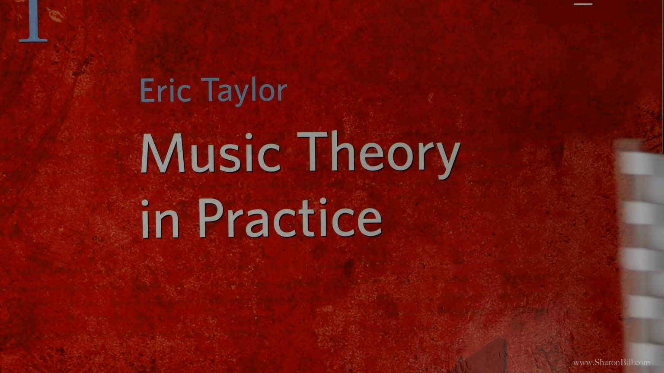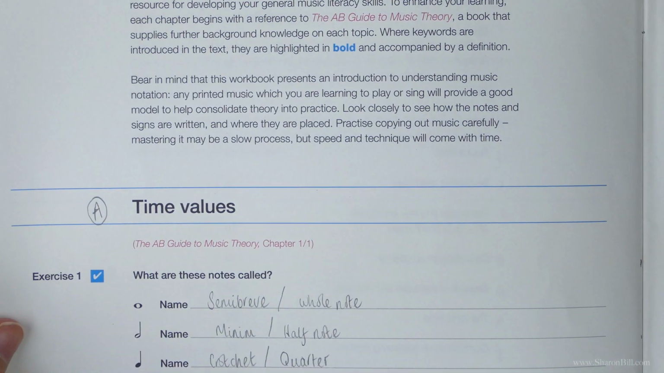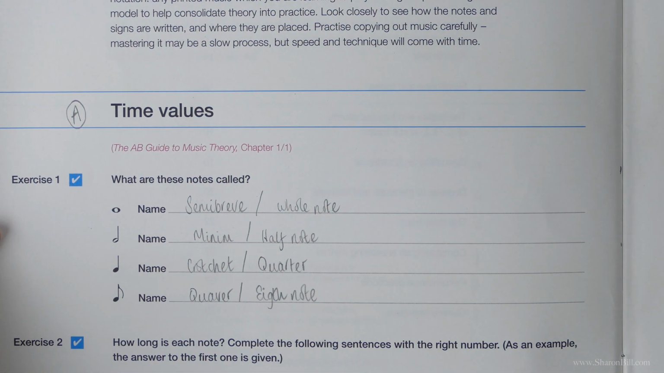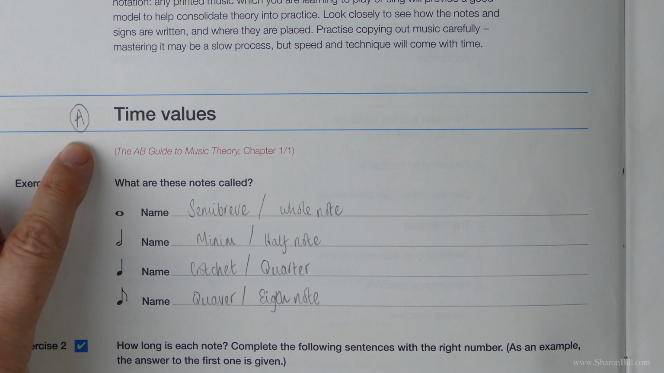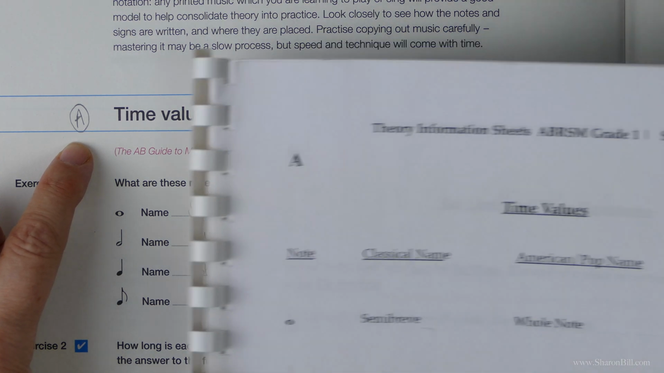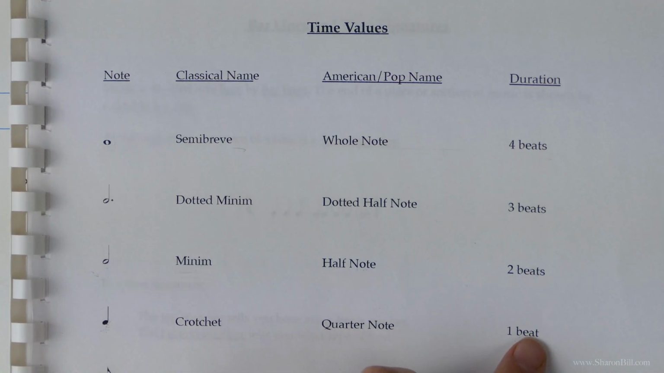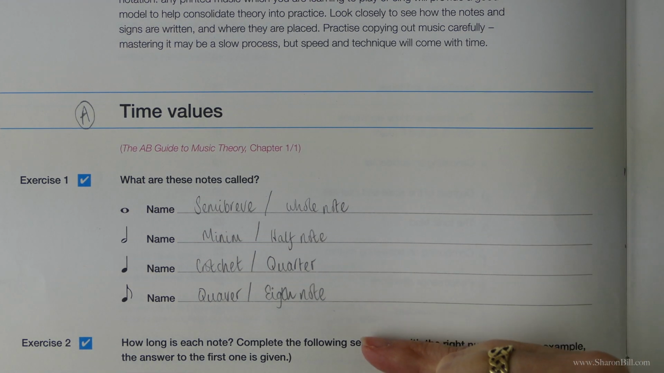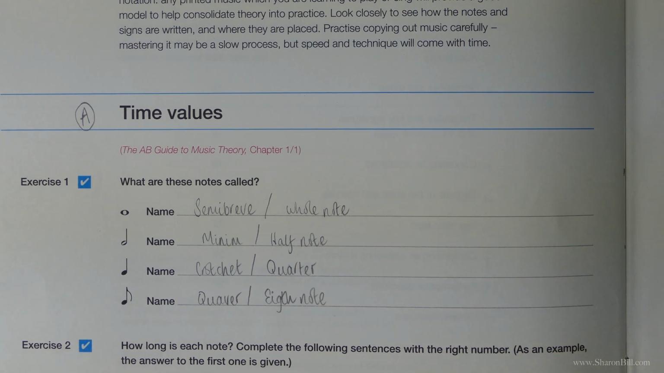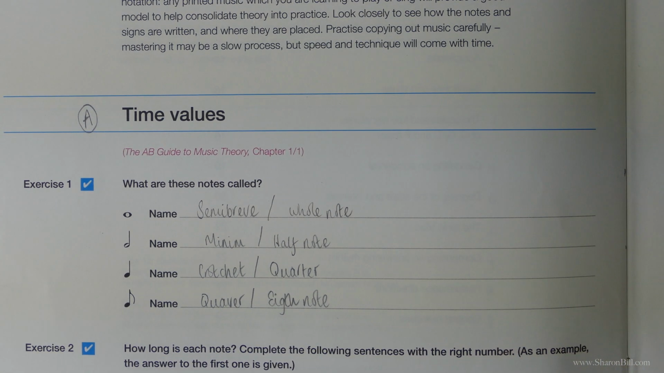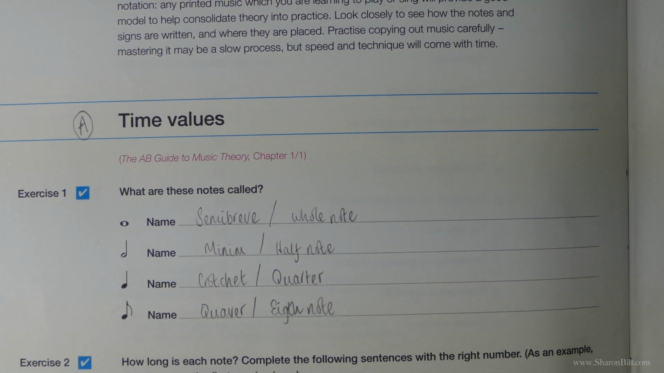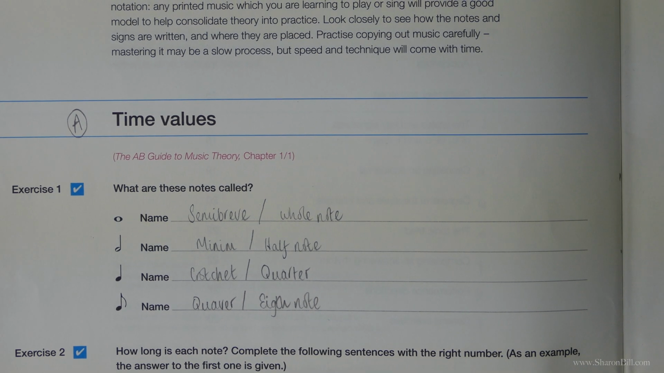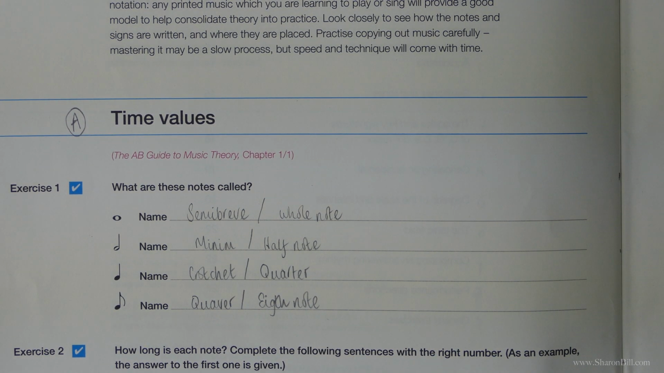So for example, if you open your workbook to the first exercises, you can see you're expected to understand time values, and I've referred to this as section A, and on the PDFs you'll see section A, all the information that you need to know, and then in the videos I work through every question with you and explain how to understand the information to come to the correct answers. So if you visit sharonbill.com, you'll find those PDF information sheets there.